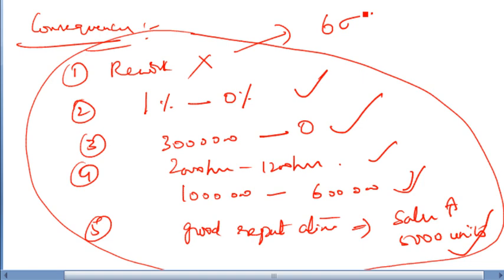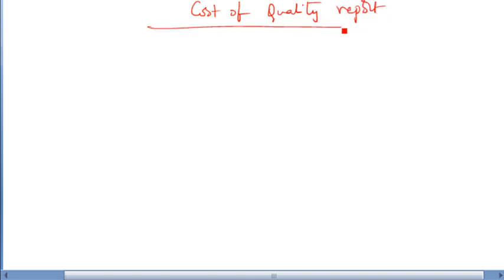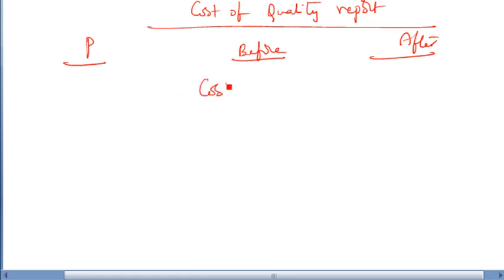So let's have a final cost of quality report, before and after what is going to happen. Let's have it in a clear way. Now see carefully. Okay, let me put it down. So cost of quality report. Particulars, then before improvements, after improvements. Here I'll be having two things: one is cost, the other one is percentage of sales. Here also I'll be having cost and percentage of sales.